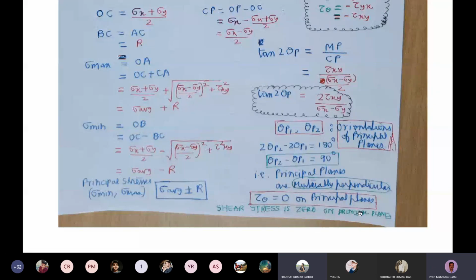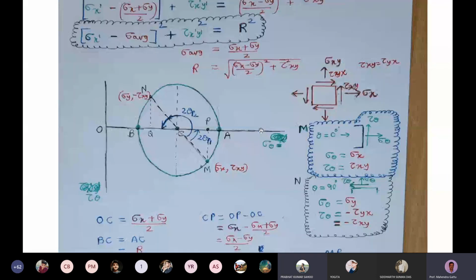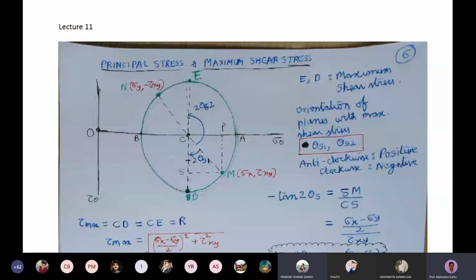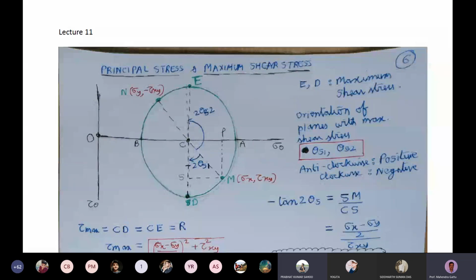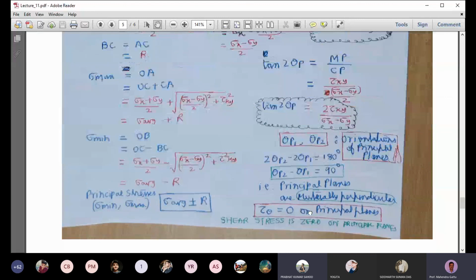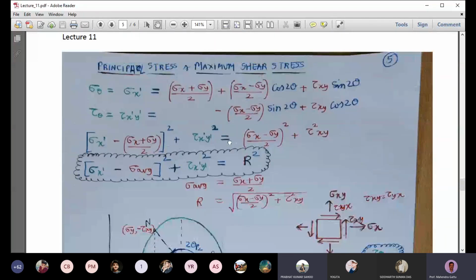So probably we have to solve a problem because this looks very abstract. I will not go to the next slide because it will probably cause more confusion than required. It is a little more complex. So we will do an example based on this concept in the next class, so that you can understand exactly what is happening there.